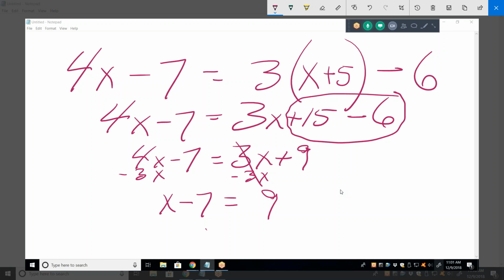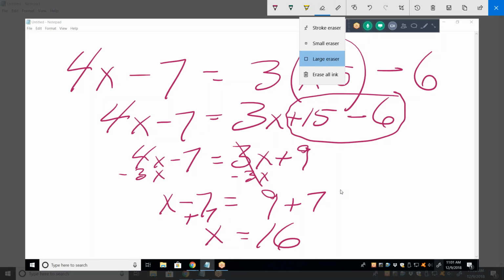Okay, so what's the last answer here? No, wait. What are you doing? You're adding 7 to both sides. If you have to look at it like this, do this. X equals 16. Okay. That's the way you solve an equation.